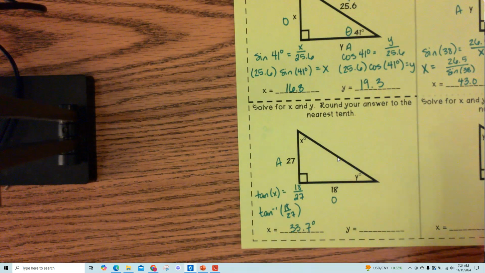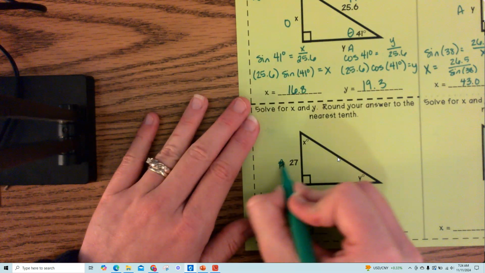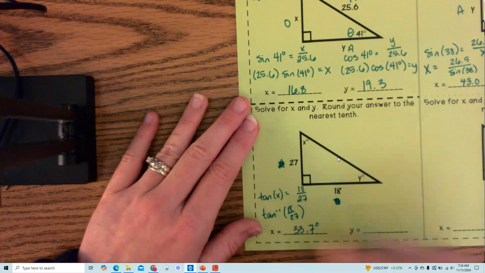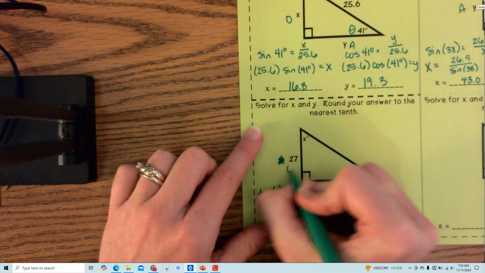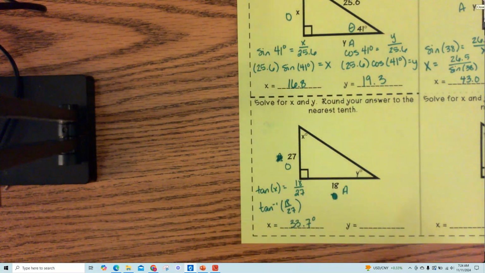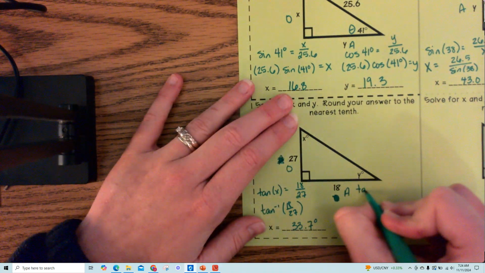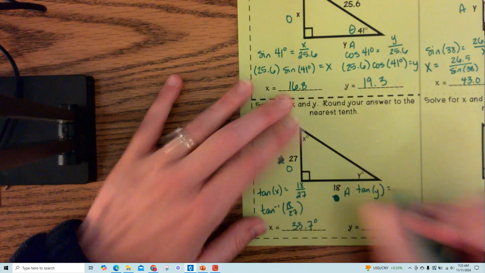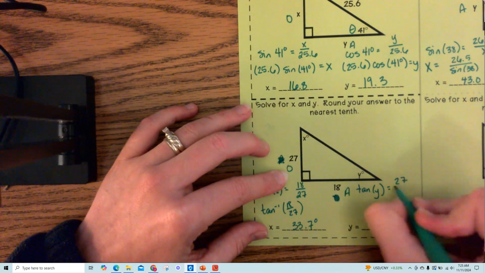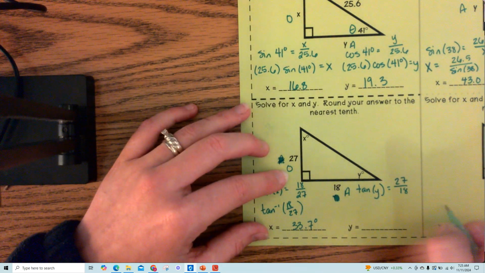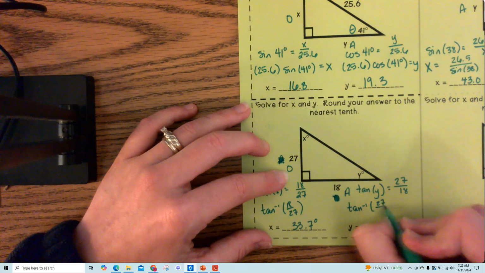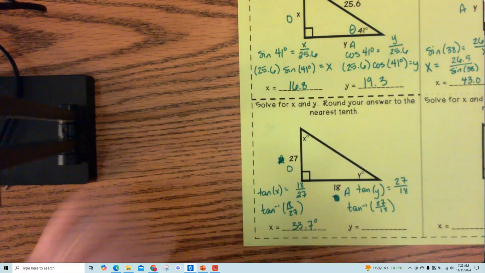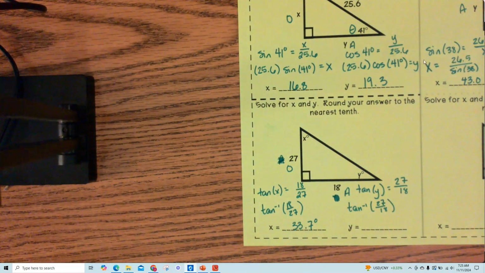Now, if I want to do angle y, this is no longer the adjacent, this is no longer the opposite. In reference to angle y, 27 is now the opposite, 18 is now the adjacent. So things switch. So the tangent of y would be 27 over 18. So you have to be really careful. You have to think about what angle you're talking about and the relation of the sides to that angle.